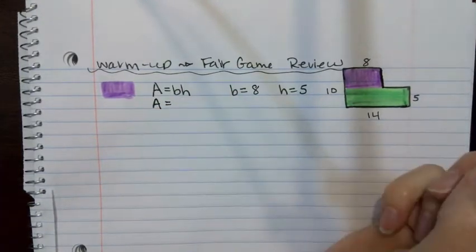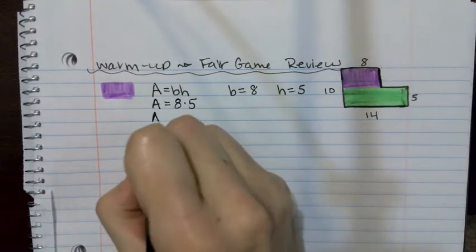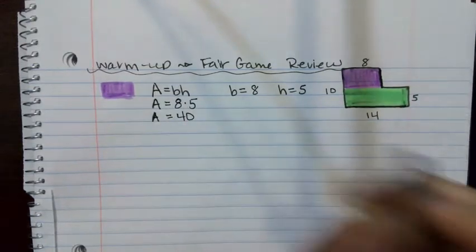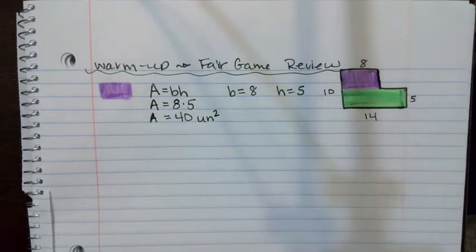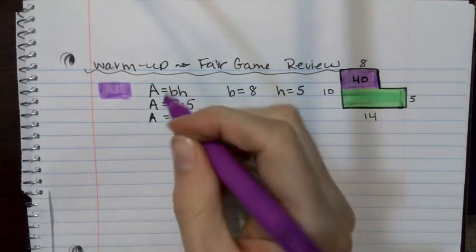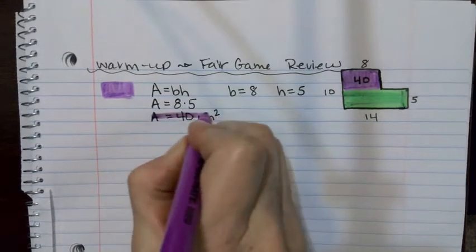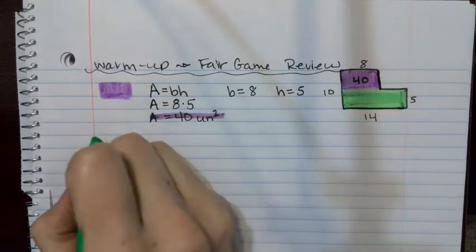So area equals 8 times 5, which simplifies to 40, and since I don't have any units, we'll use generic units squared. That's going to be the area of this first rectangle. Some people like to put the 40 inside there, or even highlight that. Now let's look at the bottom rectangle, the green one.